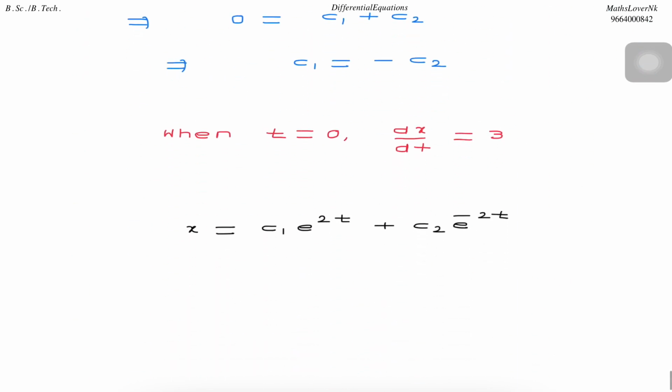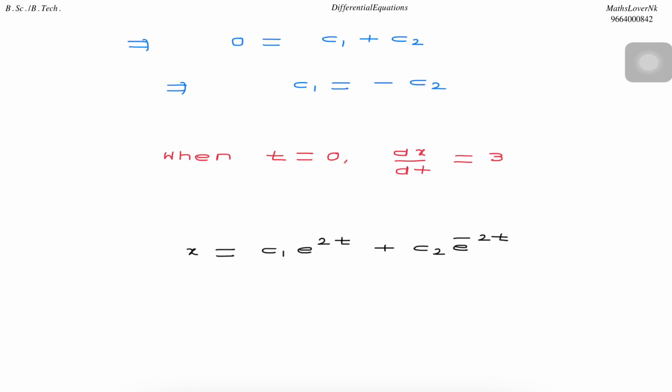Now dx upon dt, carry out the differentiation one time with respect to t. We get, differentiating e the power 2t, 2c1 e the power 2t minus 2c2 e the power minus 2t. When we differentiate one time, first order, dx upon dt is equal to 2c1 e the power 2t minus 2c2 e the power minus 2t.